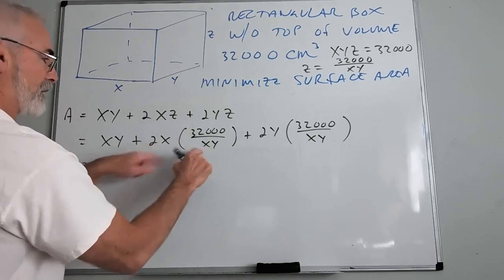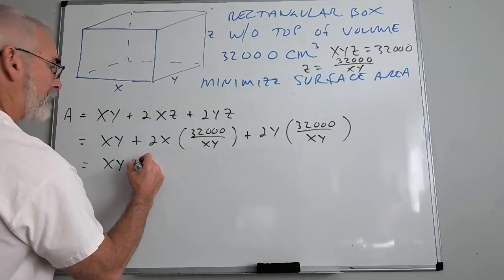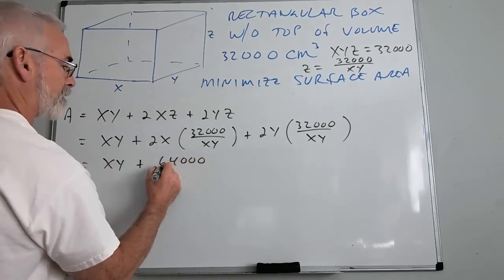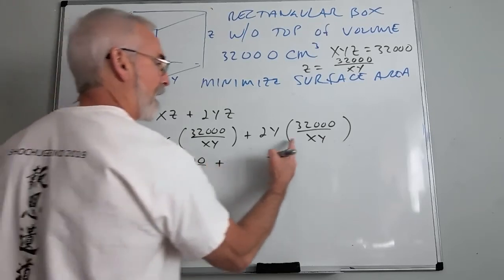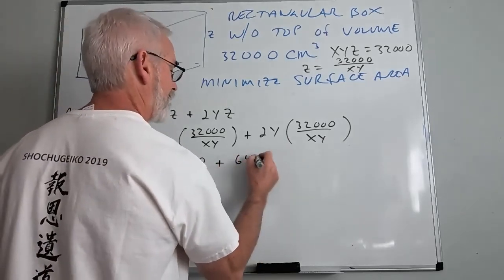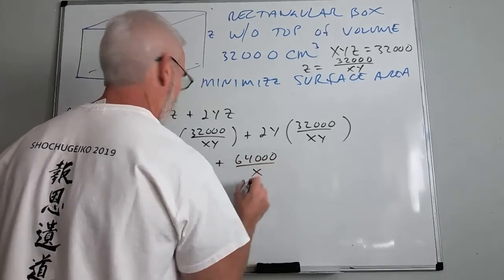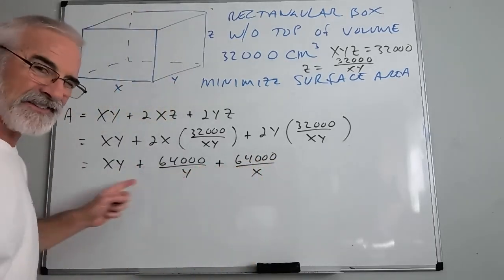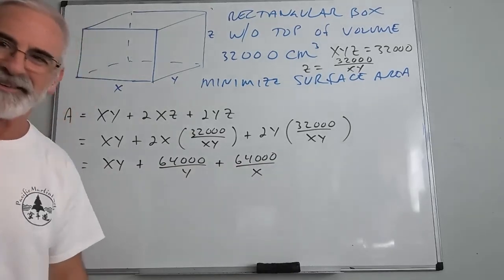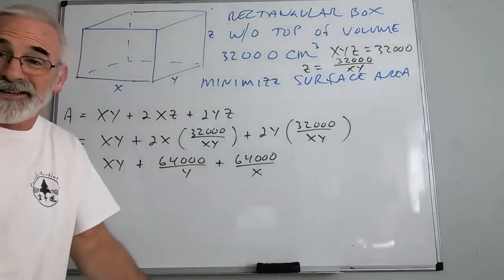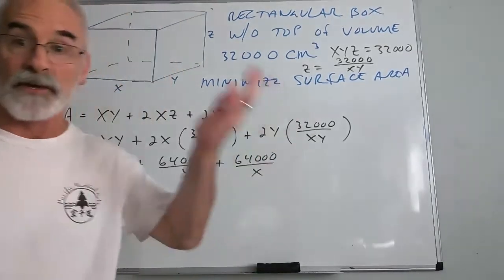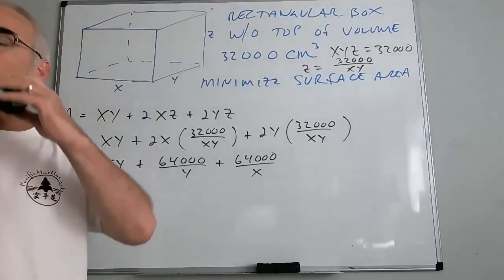Well, the x's will clearly cancel. So that'll be plus 64,000 over y. And the y's will cancel. That'll be 64,000 over x. This is my area, and all of a sudden, I mean, that's not wonderful, but that doesn't look nearly as scary, does it? Because we got some nice simplifications. So now what I've got to do, I've got to take some derivatives. I got to set them equal to 0. I got to go the whole 9 yards.